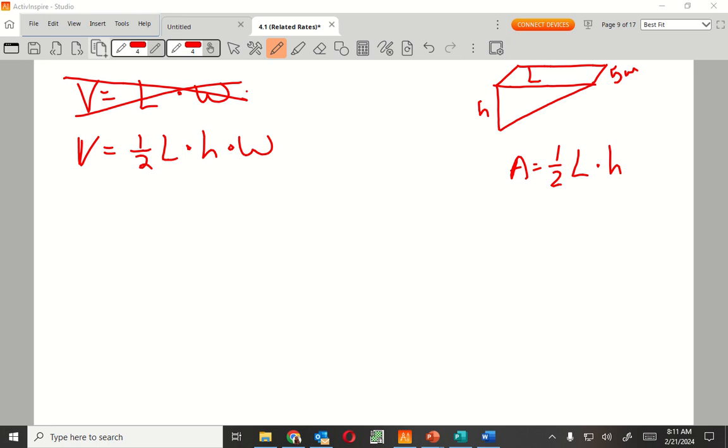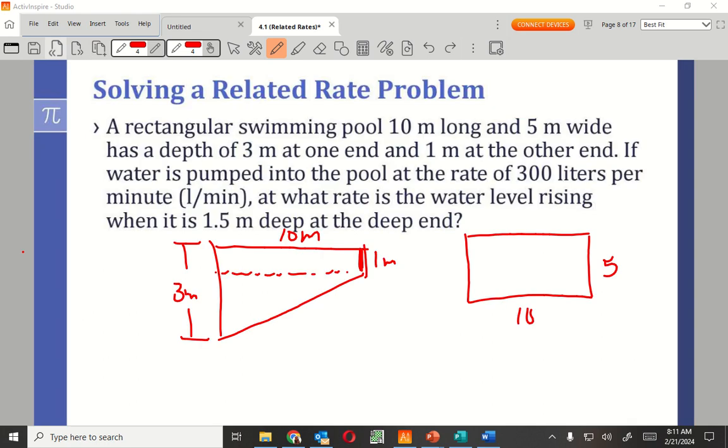And that's just for the bottom portion. It's not including the top portion. So if I go back to my word problem here, because I'm looking for, so right here where it changes, this right here is 2 meters to this point here. And I'm looking for when my height is 1.5 meters deep.